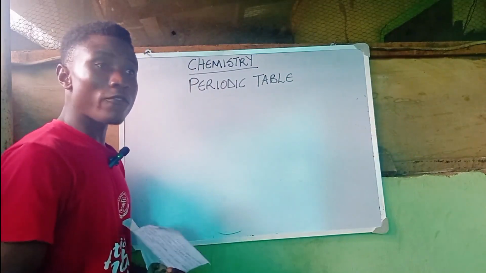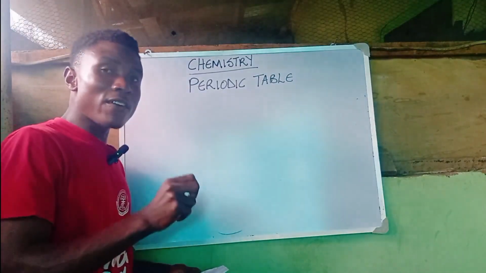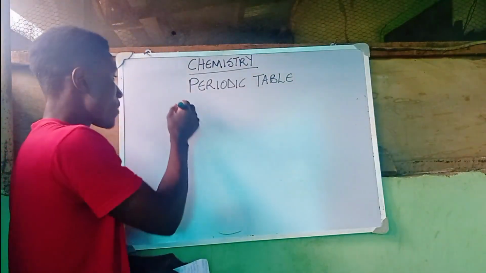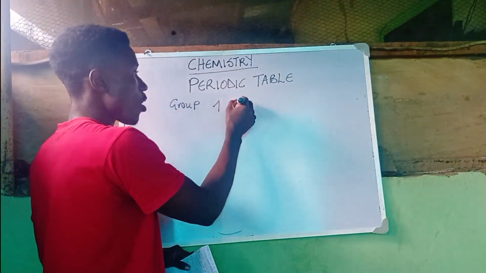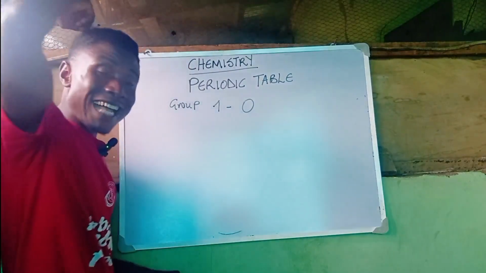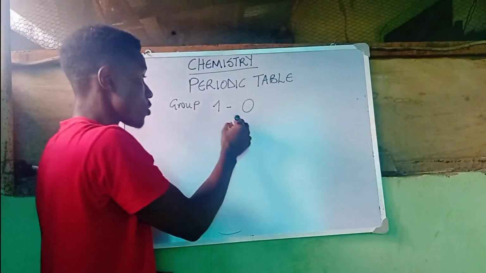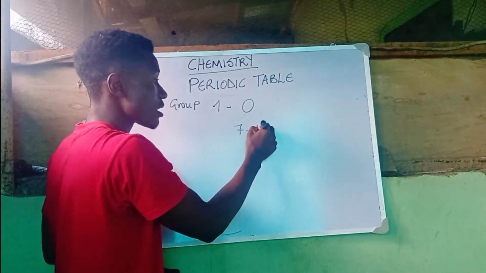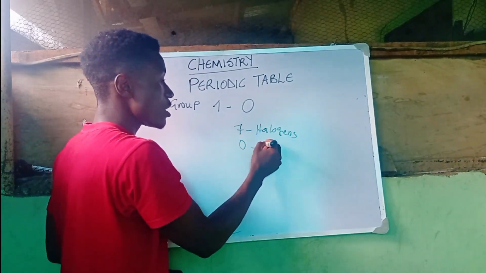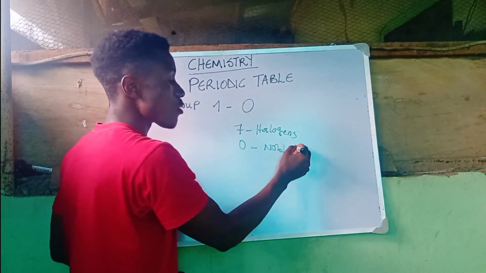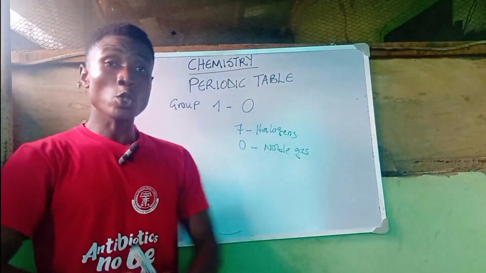Note, normally we used to have group 1, 2, 3, 4, 5, 6, 7 and 0, right? So we used to have group 1 to group 0. We know that group 7 is the halogens, and we know that group 0 is the noble gases, the inert gases, or the rare gases, as you want to call it, right?